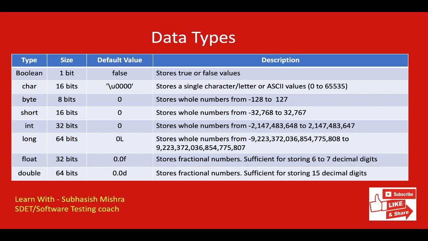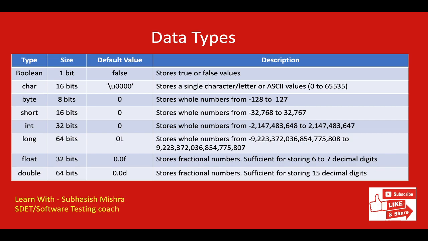Then what is character data type? The char data type is a single 16-bit Unicode character. Its value range lies between 0 to 65,535. The char data type is used to store characters.